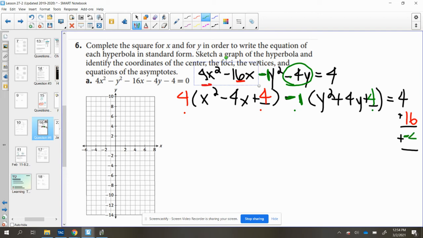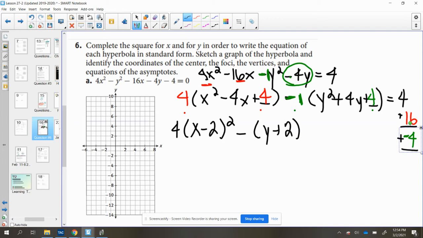So actually notice we're going to be subtracting 4. This is the one and only time you'll see the subtraction come into play. On the left-hand side, we're going to factor. We have x minus 2 quantity squared minus y plus 2 quantity squared. And then on the right-hand side, 4 plus 16 minus 4 is 16.